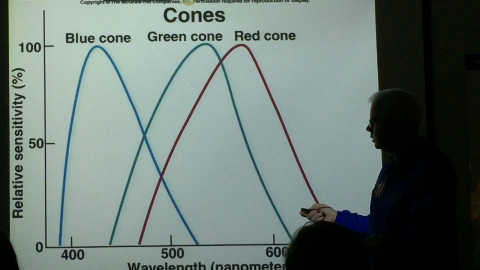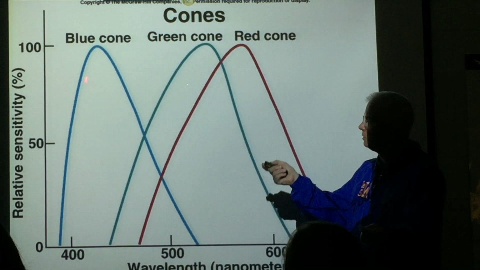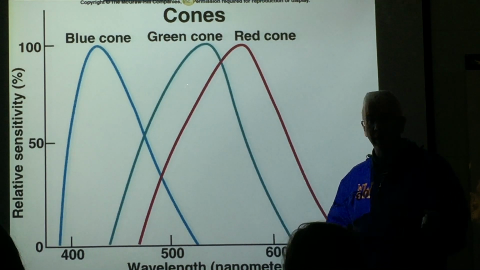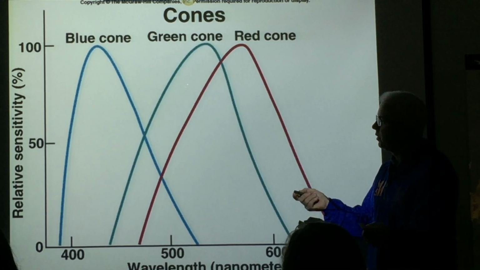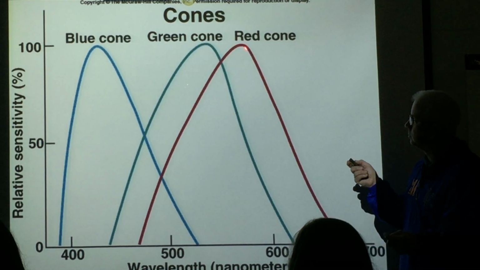So, show the picture and then go back to it. We know that there is one population of cones that have proteins in them that absorb best in the blue. We know that there's another that absorbs best in the green, and we know there's another that absorbs best in the red.